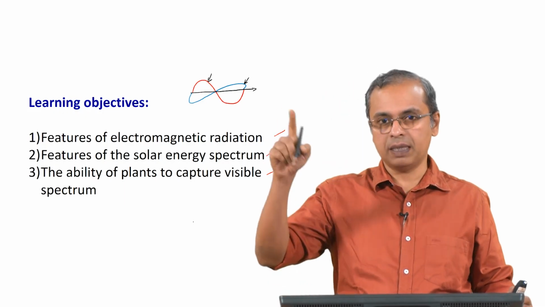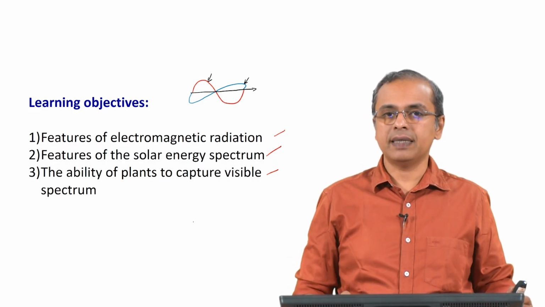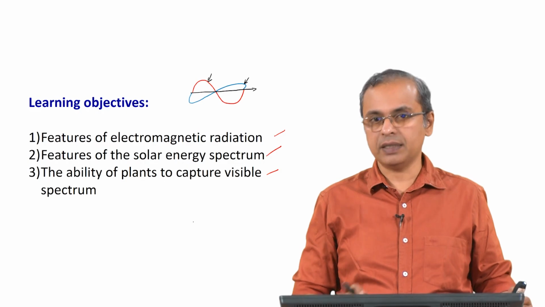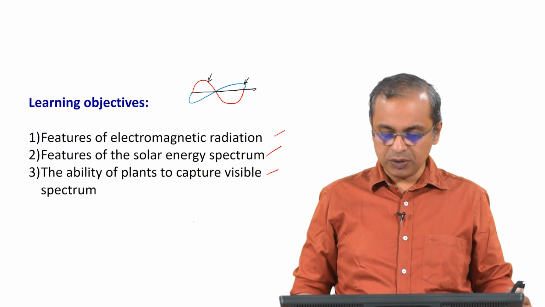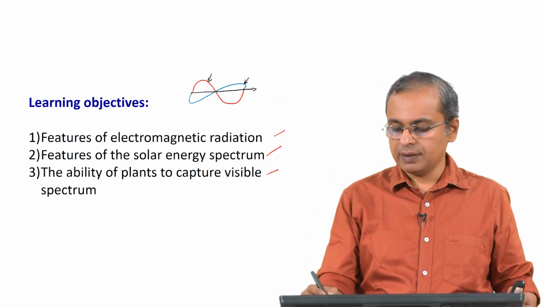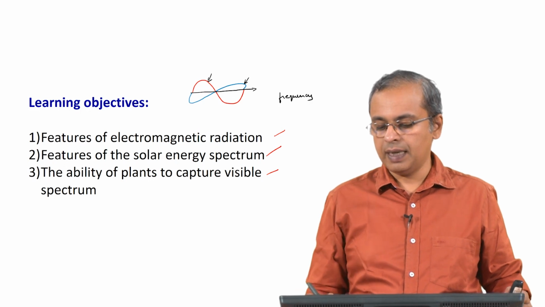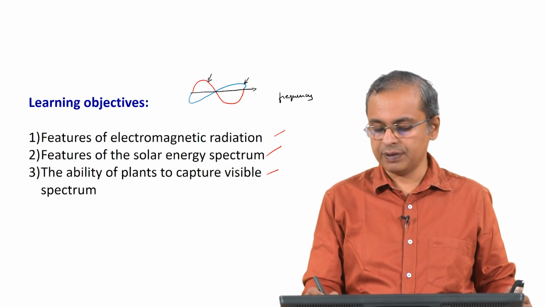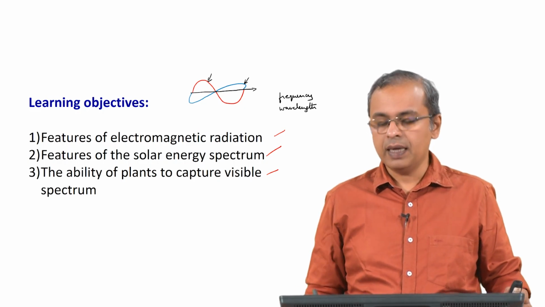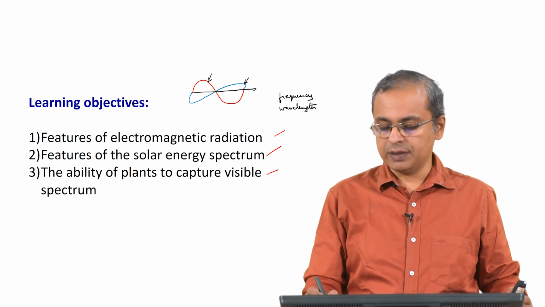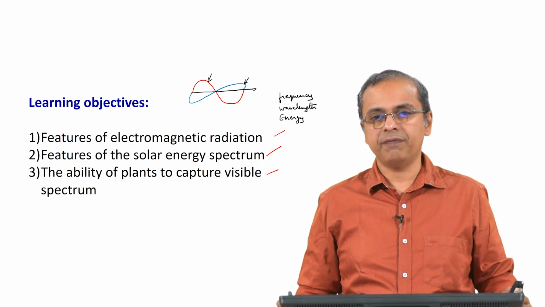The electric field goes up and down, the magnetic field also goes in a sinusoidal way, and they are mutually perpendicular to each other, and that is how we get the electromagnetic spectrum. Associated with the spectrum is a frequency and of course a wavelength. And associated with this is energy. So, these are the features that we are looking at.